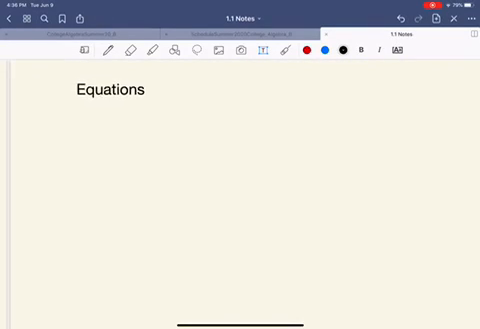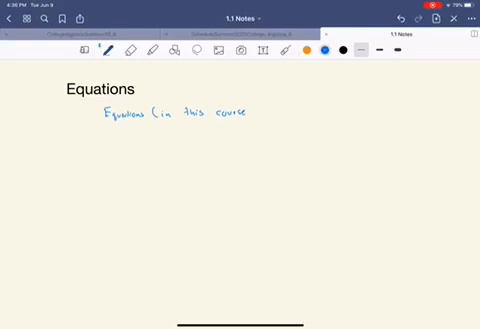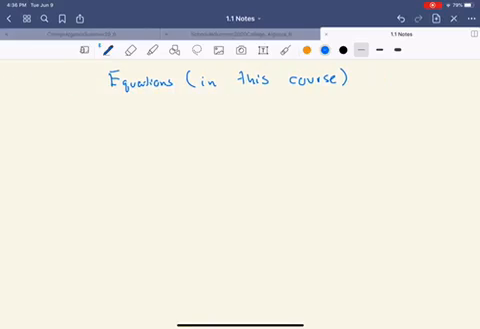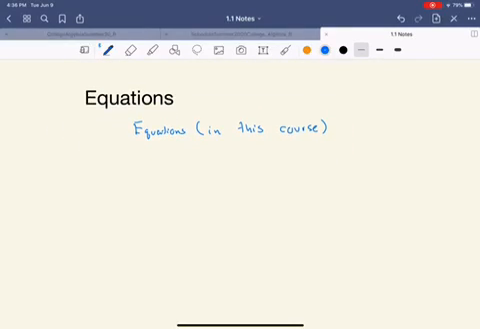All right, next we're going to talk about equations. Okay, so equations in this course, because of course we can go more abstractly than this, but in this course, equations are going to be relationships between X and Y variables.